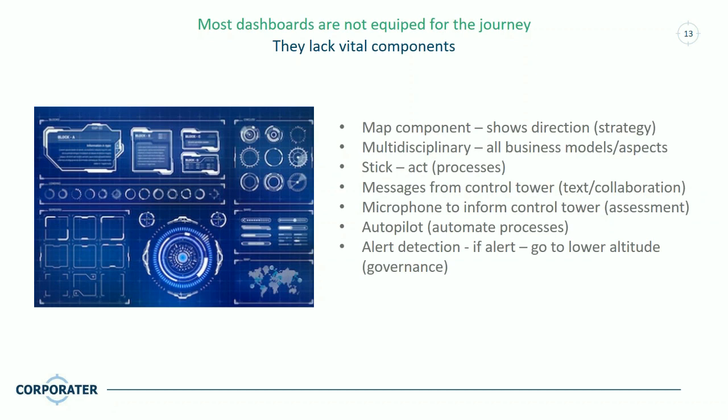Detection: if an alert goes on, go to a lower altitude. This is about governance, and dashboards should also have governance. And of course, the unexpected always happens. Change route: there is another plane coming over here, so you need to divert 60 degrees west, for example. And this is also true with business, the agility and change. So the dashboards become a living mechanism, not a static reporting tool.